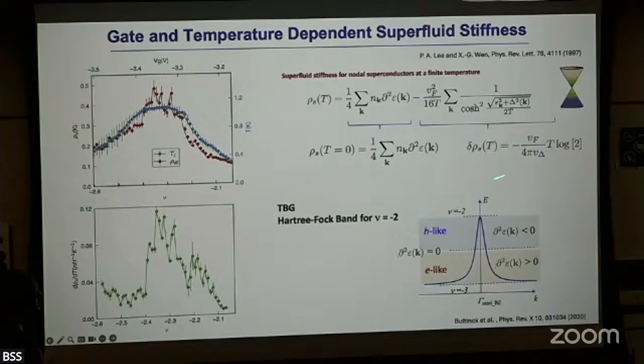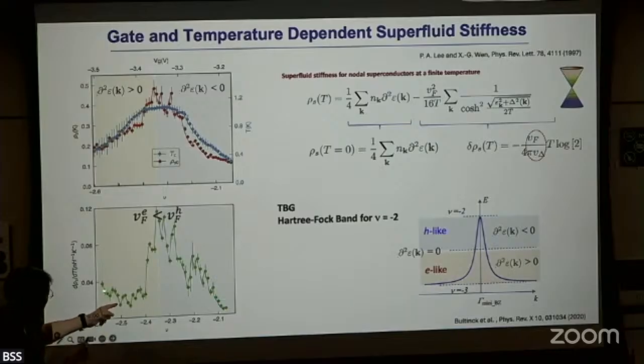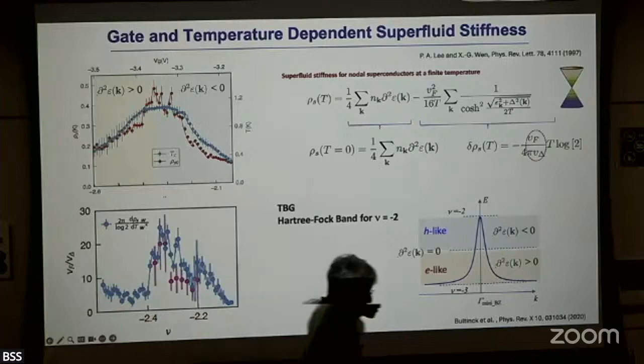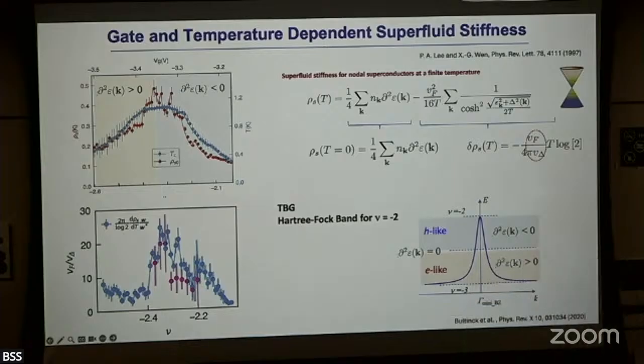Also, the nodal velocity is nothing but this slope. You can see that this also changes, steeper here and slower there, and that can be mapped more or less into this type of behavior. Again, one can do this a bit more quantitatively. What I'm saying is that if I assume the particular shape of this dispersion, the measured superfluid stiffness can be explained, at least qualitatively, with this simplistic quasi-particle dispersion.